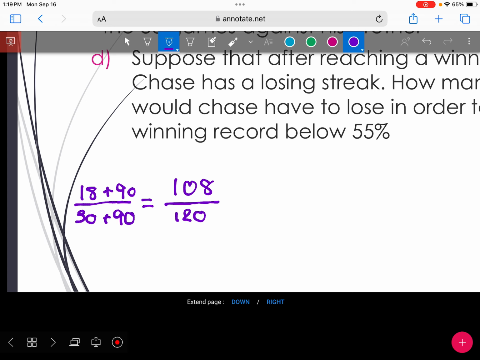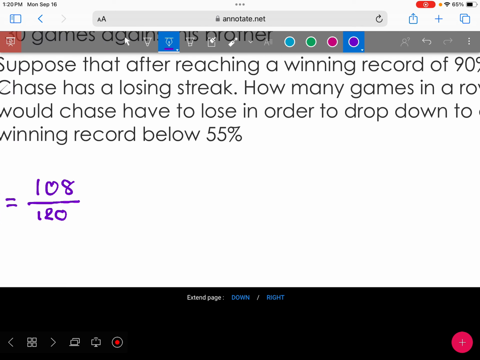If he plays two more games and loses, what's on the top? 108. What's on the bottom? 122. So what is changing? The bottom. The top is not going to change since he's not winning. The top is the number of wins. So for this problem, to see how many in a row he needs to lose, how could we set that up?